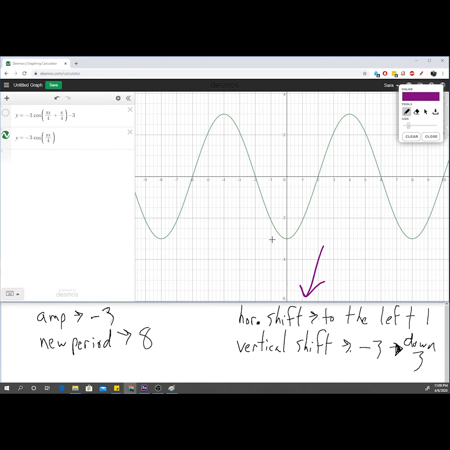In this case, I'm going to take every point to the left 1 and down 3. So this 0 here is now here. Take this point to the left 1, down 3. It's now going to be here. This point to the left 1, down 3. This point to the left 1, down 3. And you're going to keep doing this to every point.